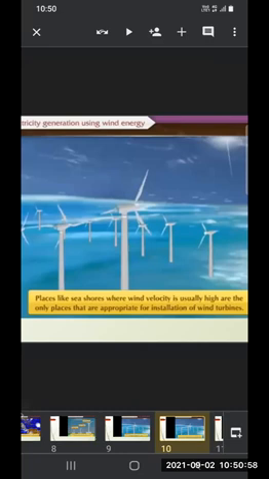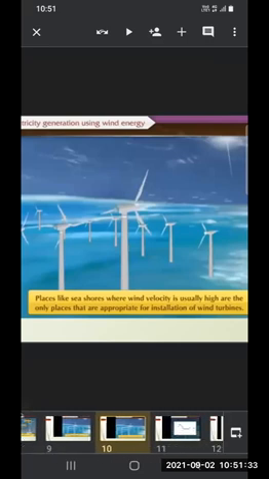When the wind strikes the blades of the turbine, the blades rotate. The axle of the turbine and the electric generator are connected to the gearbox, which increases the rotations per unit time. The rotating blades drive the turbine, which in turn drives the generator and produces electricity. So this is the way the gearbox and the generator in wind power plants work and generate electricity.